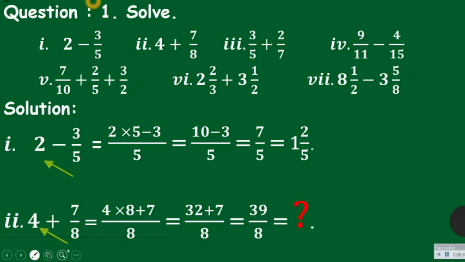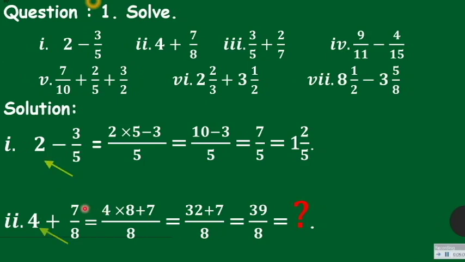See here. Here I have done the multiplication. Here also I have done the multiplication. Multiplication of what? Denominator of the fraction with the whole number. So 4 multiplied by 8. Here I have done the subtraction, but here we are doing addition. So what sign will we put here? I will put the plus sign.